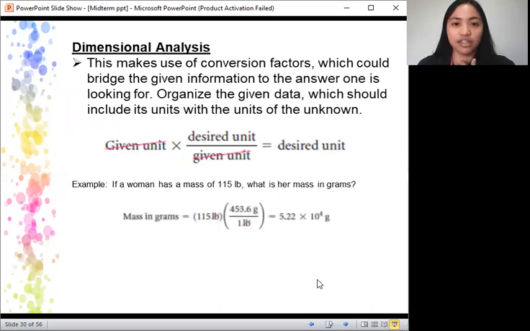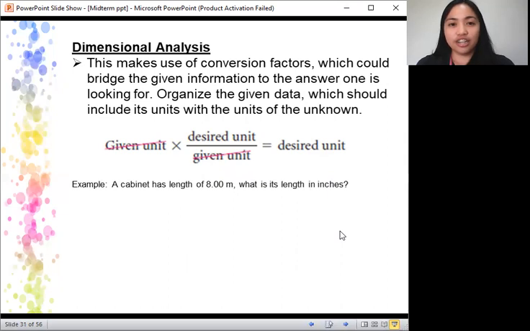So the calculation or the solution is this. You know that 1 pound is equal to 453.6 grams. So for your calculation, you first put the given unit. So ibutang nimo unsay given, tapos ang imong conversion factors. So kabalo ka nga ang isa ka pound naa siya worth siya sa 453.6 grams. So that is why ang pound or ang 115 pound nga woman naa siya is equal to 5.22 times 10 to the 4 grams.